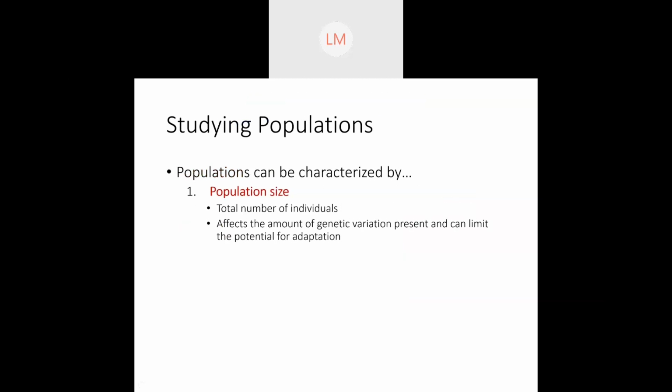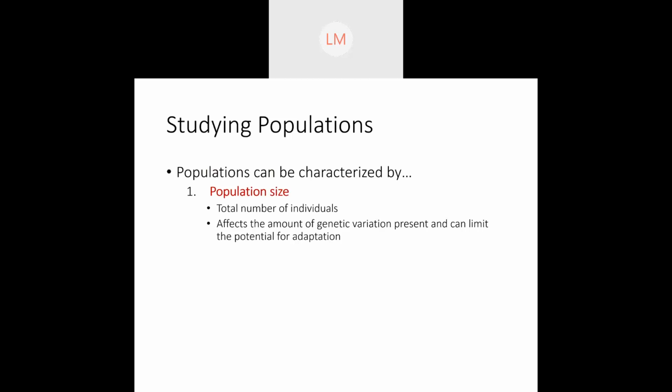So when it comes to populations, there are a couple of ways that they can be studied. One of the main things to study about a population is how many there are in that population. So the population size. What's the total number of individuals in that population? It's important to know this because the population size affects the amount of genetic variation present in a population. And if the amount of genetic variation is limited, that can limit the potential for adaptation. So if you have a really small population size, it's not great for your genetics.